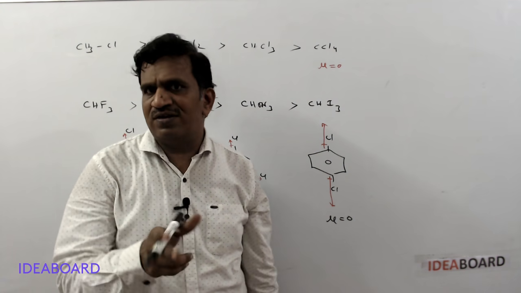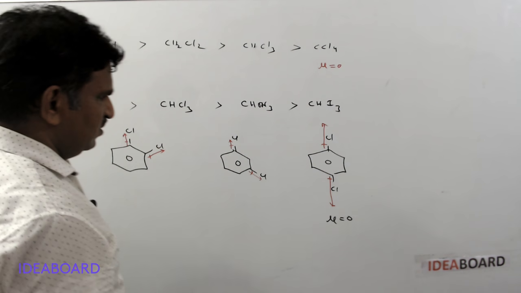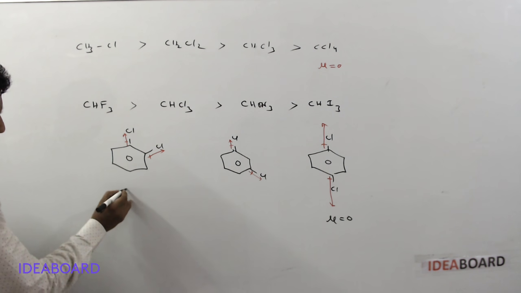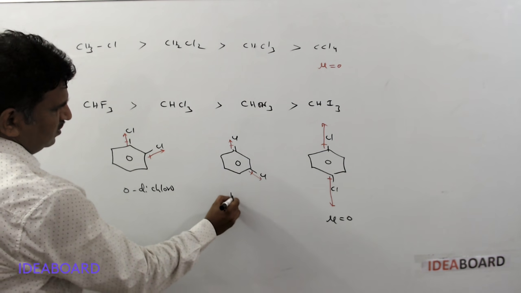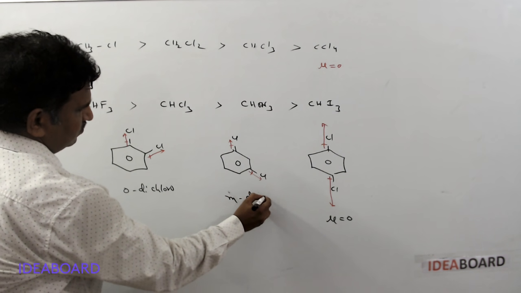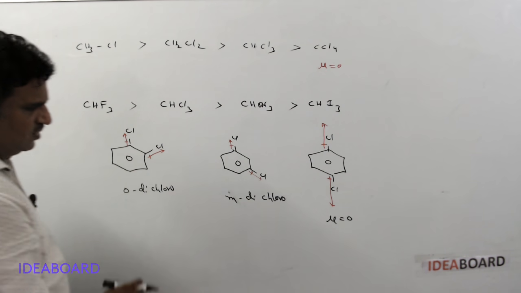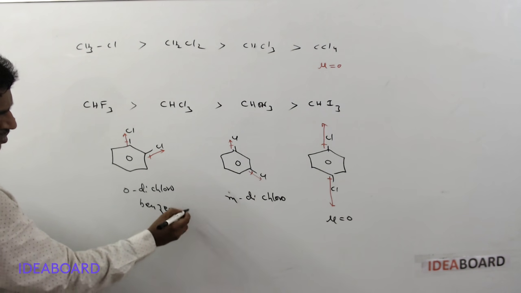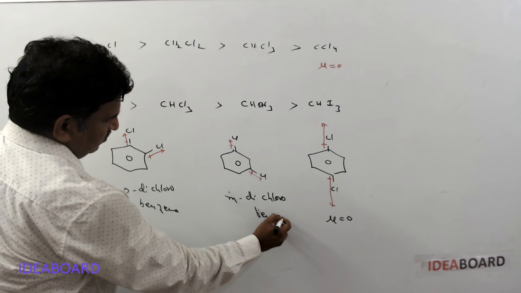You know dipole moment is a vector quantity. It has both magnitude and direction. In opposite directions it will be cancelled. And here how much is the dipole moment? This is called ortho-dichloro, and this is called meta-dichloro. In these two, which is having more? Para already has 0. Between ortho-dichlorobenzene and meta-dichlorobenzene, which is having more? Tell me.